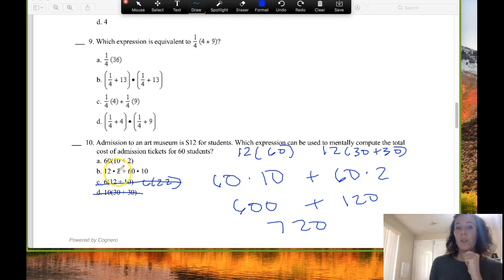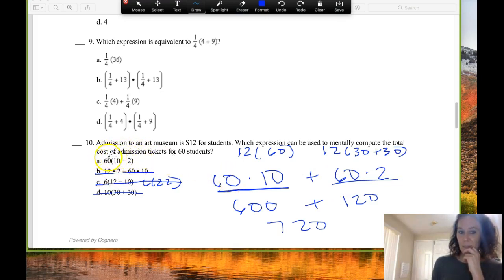12 times 2 is 24, plus 60 times 10. Well, this isn't even the value we have. So if you want to do 60 times 10, that's what we did, yes. And then we do 60 times 2, not 12 times 2. That doesn't make any sense. Let's look at this one. 60 times 10 plus 2.